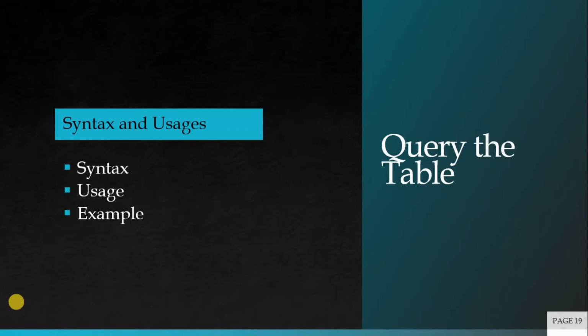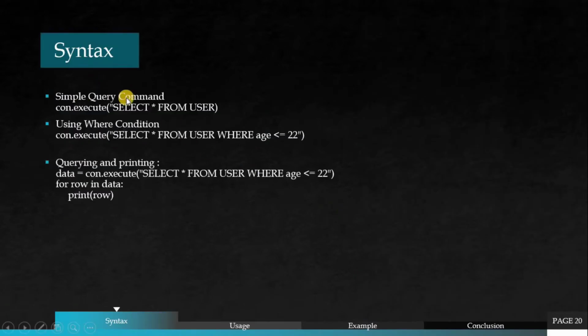Now we will see how to fetch our data from our table. So this is our simple query command. First, we'll simply write select star from our table name. And second is mentioning the where condition. So for that we will write select star from table name, where, and here you mention the condition for what type of records you want to retrieve from your database.